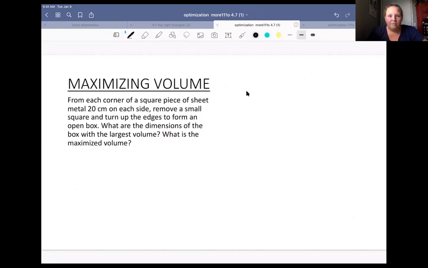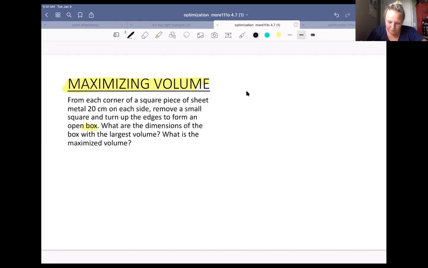They're like mini paragraphs every time you have these. You have a piece of sheet metal that's 20 centimeters on each side. And from each corner, you're going to cut a square piece, remove the square, turn the edges up to form a box. What are the dimensions of the box with the largest volume, and what is the maximized volume? So this whole problem, if you pay attention, is dealing with volume of a box.